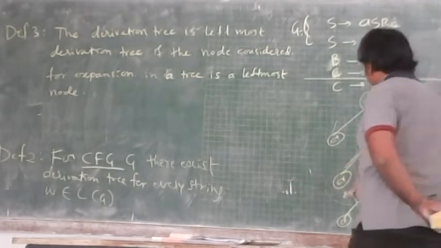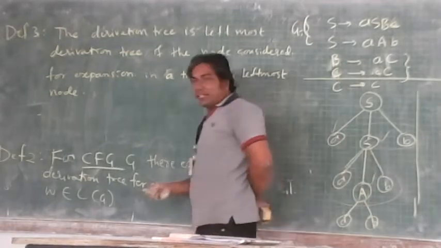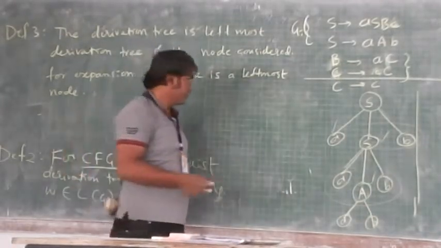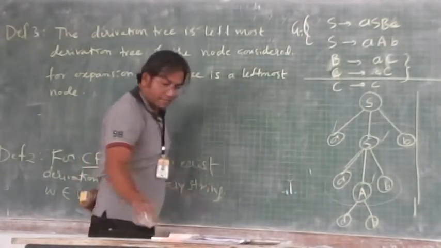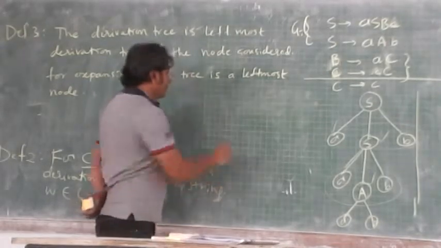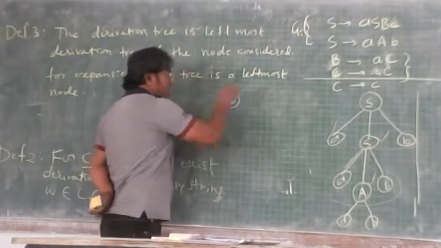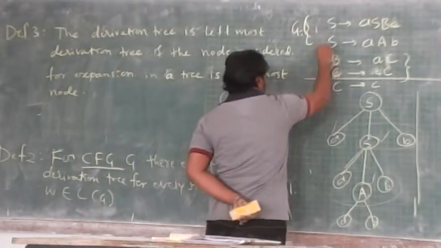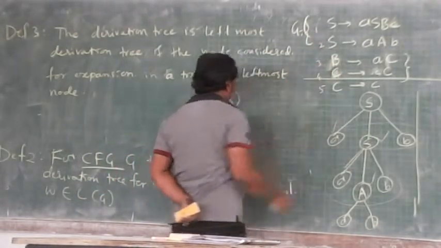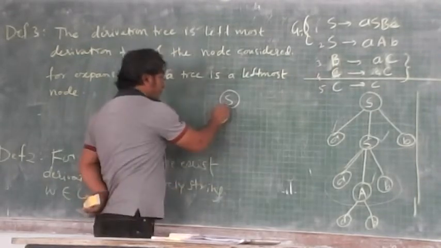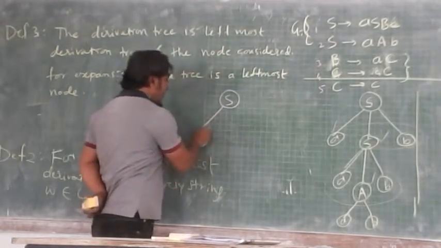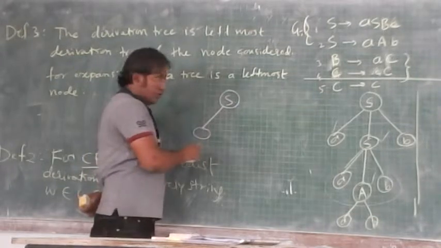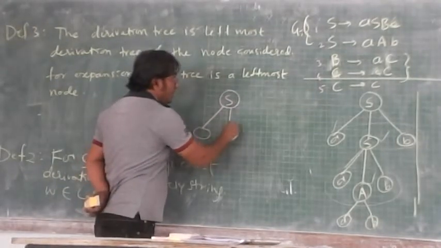So if I am asked to draw a derivation tree for some string, then I can start like this. I start with the first production and number it. By applying the first production, what can I have? S as a root and 4 children.